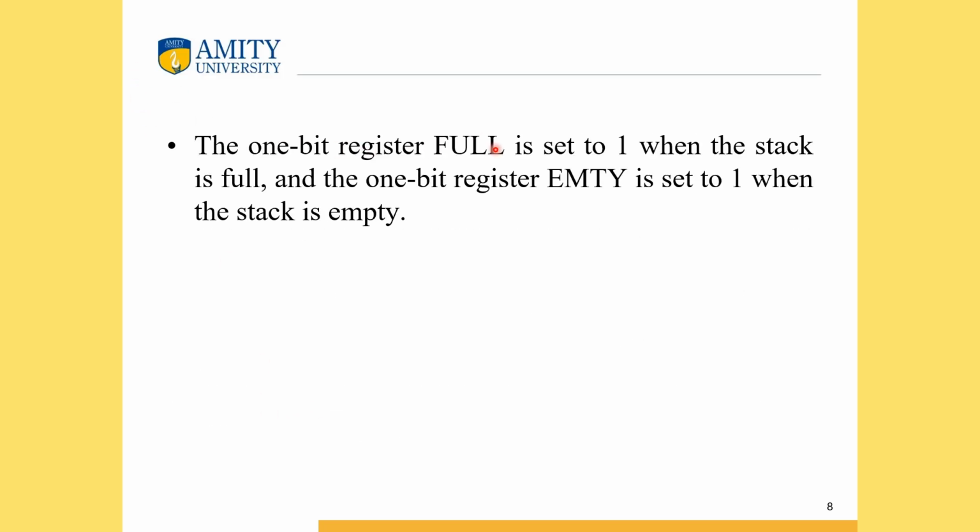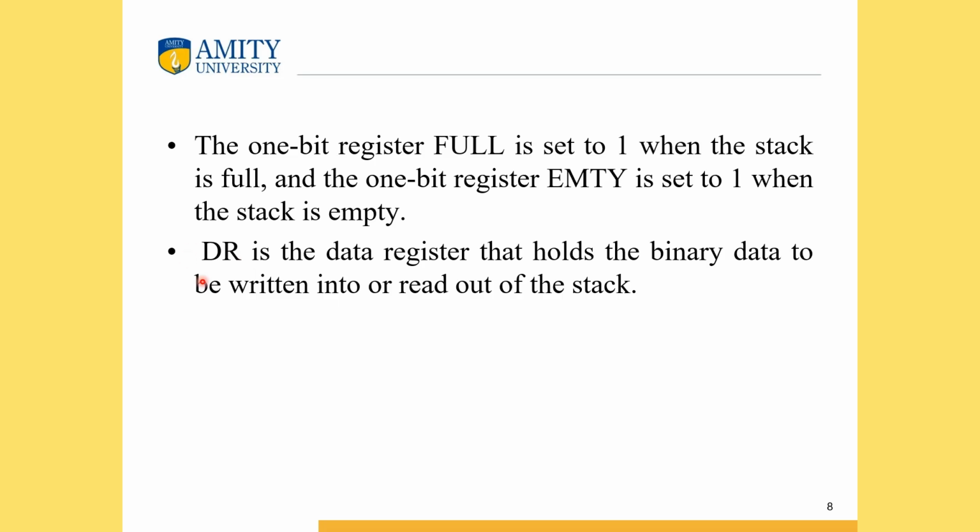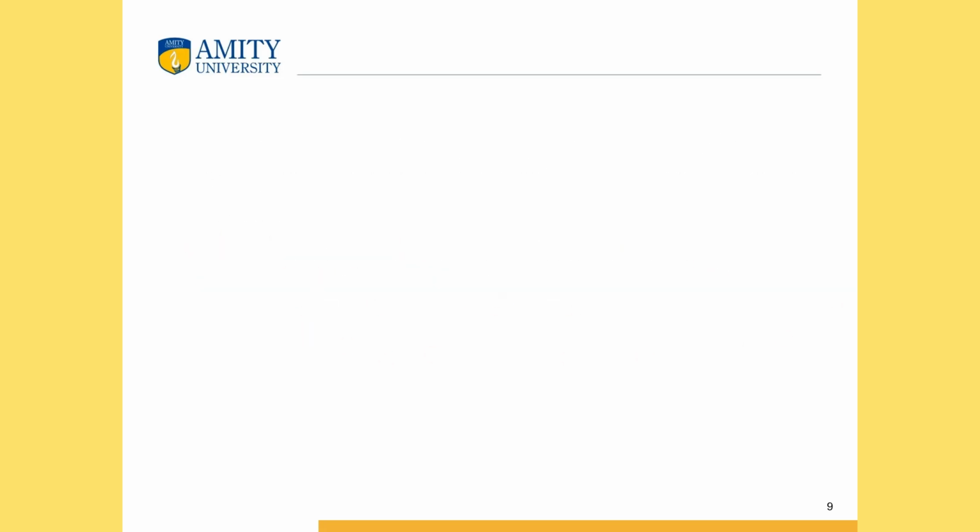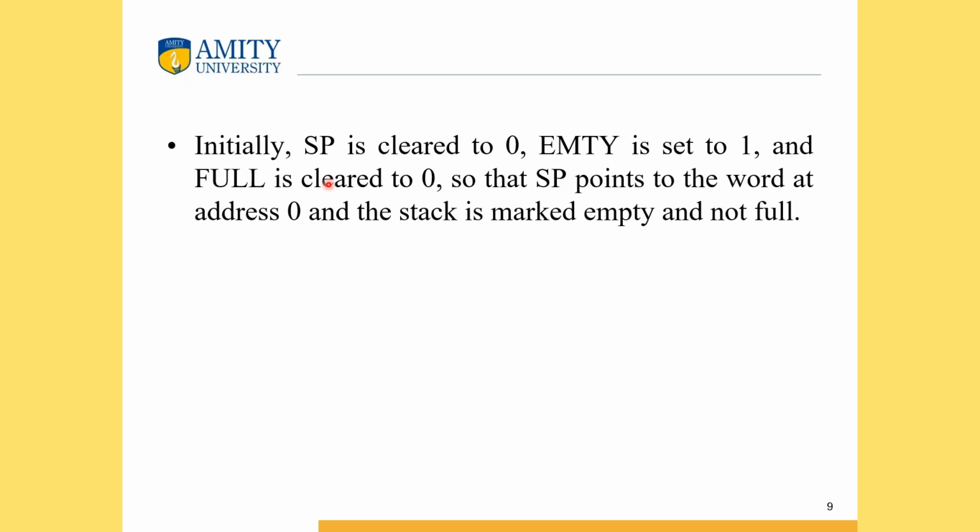The 1-bit register full is set to 1 when the stack is full, and empty is set to 1 when the stack is empty. The data register holds the binary data to be written or read out of the stack. The stack pointer is cleared to 0 initially, and when it is cleared to 0, this means the stack is empty. Hence empty is set to 1 and full is set to 0. Full is set to 0 because the stack is empty, and the stack will now point towards address 0, and the stack is empty and not full.